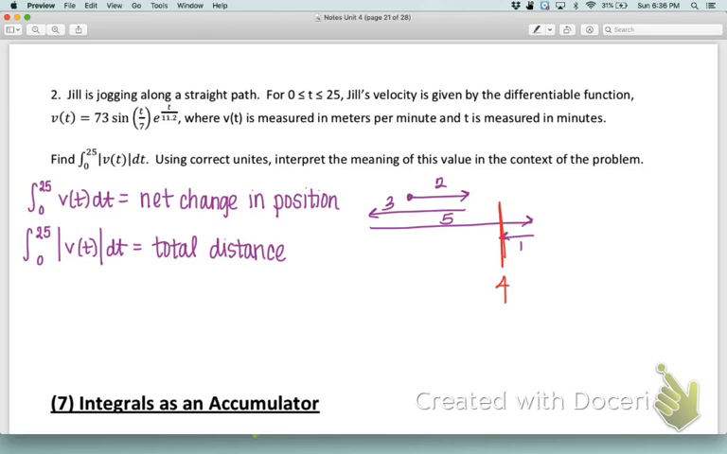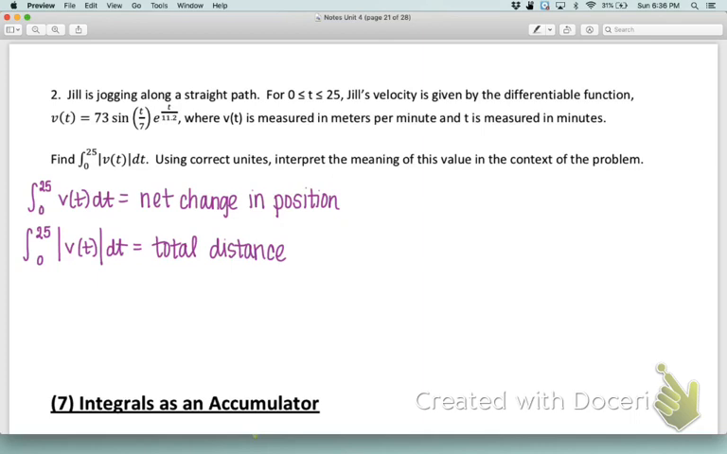The total distance would be the total number of steps that I took regardless of the direction I went. So the total distance in this case would be 2 plus 3 plus 5 plus 1, which is 11. So those are 2 very different things. That would be an important thing to put on a flashcard.